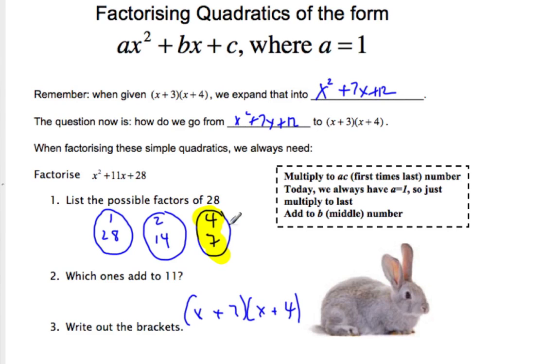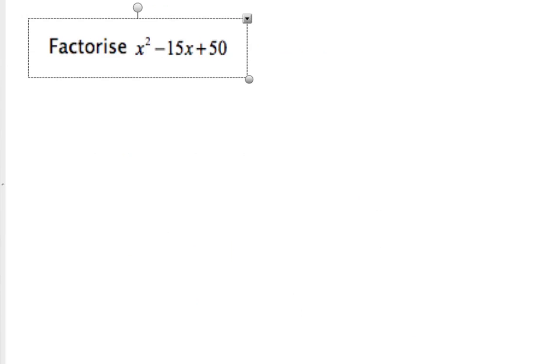If I had to subtract to get 11, then I would have to think about positives and negatives a little bit more carefully. And if it's plus 28 at the end, it's either both positive or both negative, right? Exactly. So we're looking for what values multiply to get 28, and then they're going to add or subtract to get 11, the middle number. Okay, so let's go do another example.